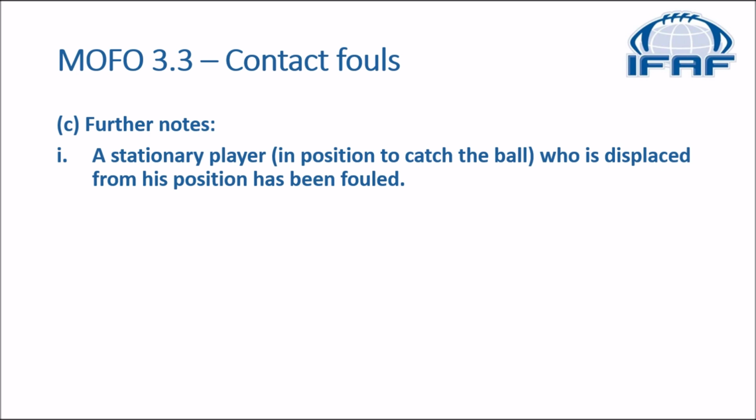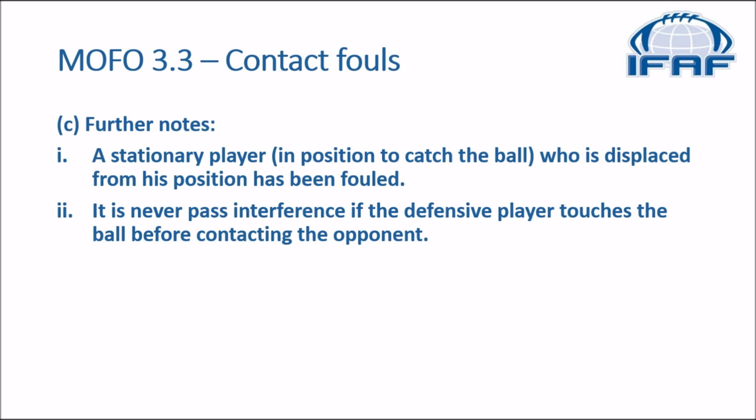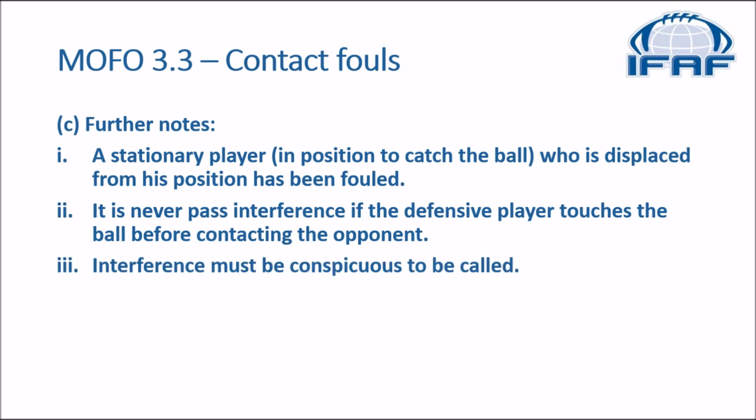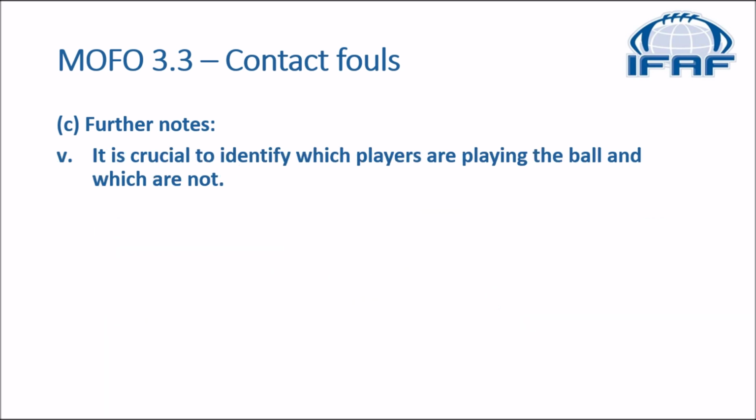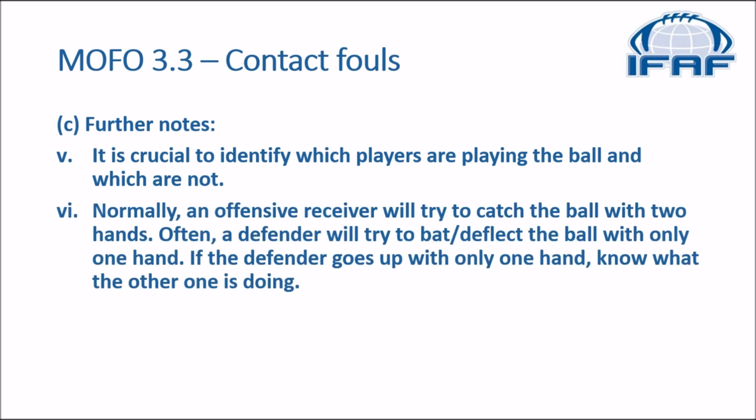C. Further notes. 1. A stationary player in position to catch the ball who is displaced from his position has been fouled. 2. It is never pass interference if the defensive player touches the ball before contacting the opponent. 3. Interference must be conspicuous to be called. 4. Remember that the defense has as much right to the ball as the offense. 5. It is crucial to identify which players are playing the ball and which are not. 6.